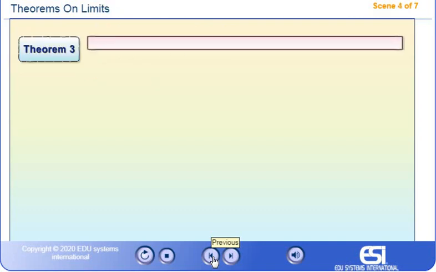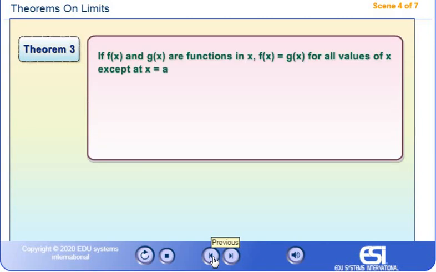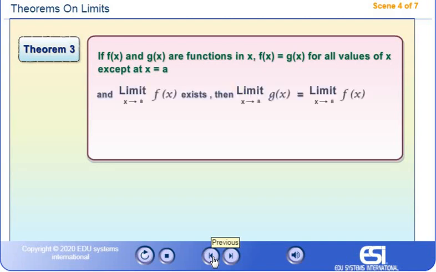Theorem 3. If f of x and g of x are two functions in x, f of x equals g of x for all values of x except at x equals a, and limit f of x as x tends to a exists, then limit g of x as x tends to a equals limit f of x as x tends to a.